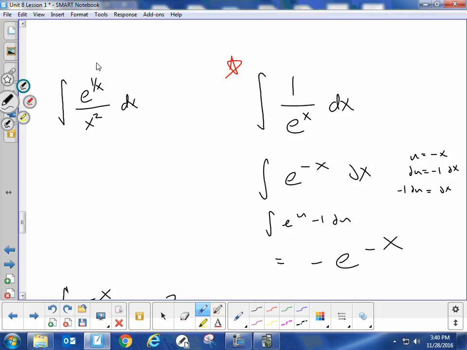Okay, this one, your instincts of setting u equal to 1 over x would be correct. You would just go from there. Your x squareds would be able to cancel. Things are great.